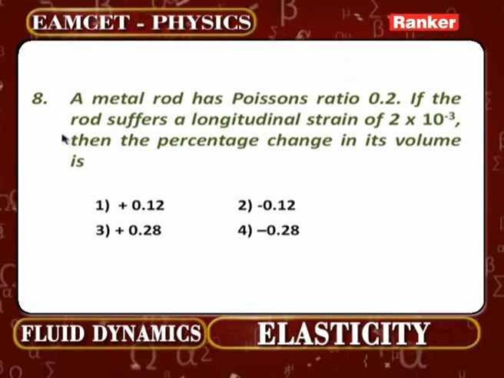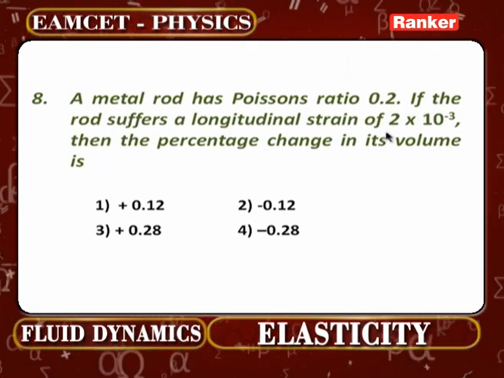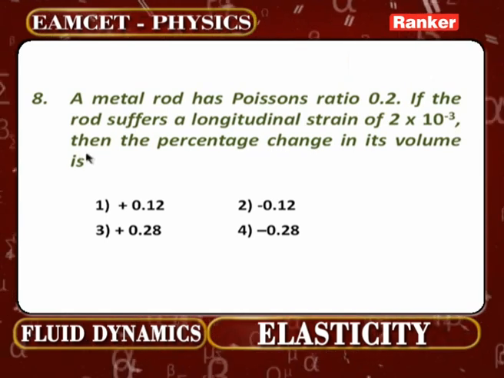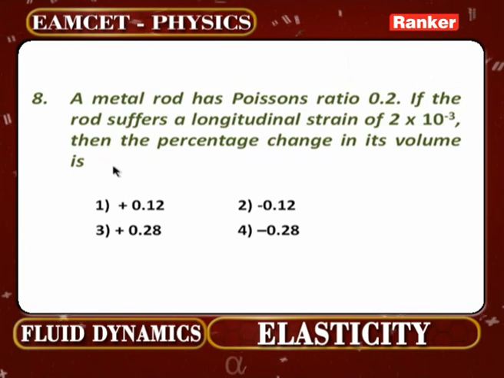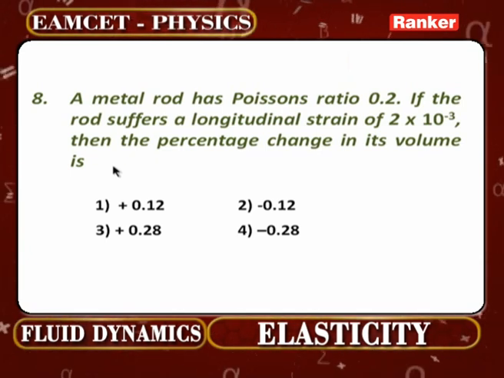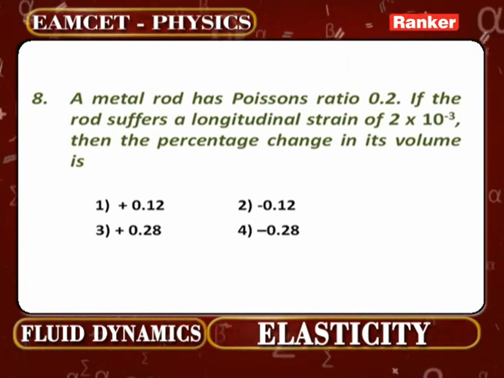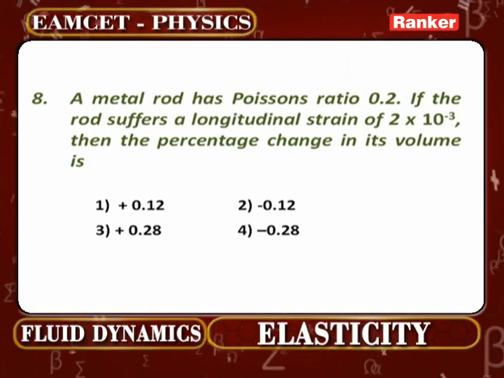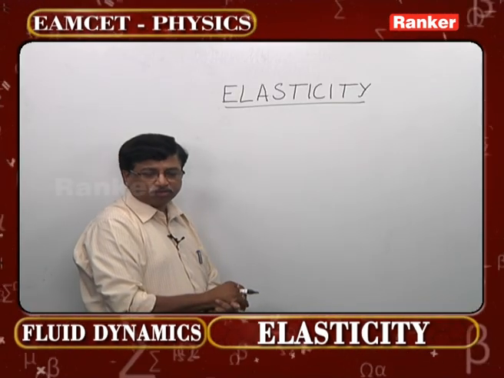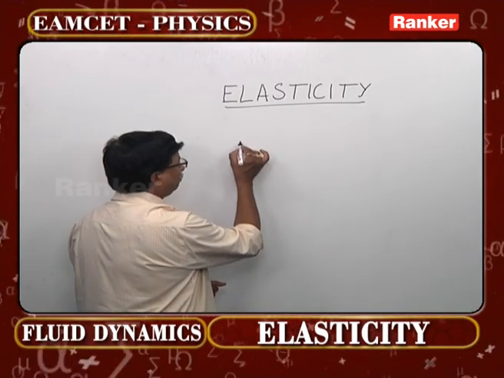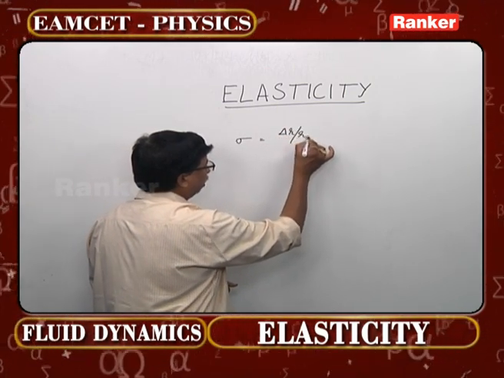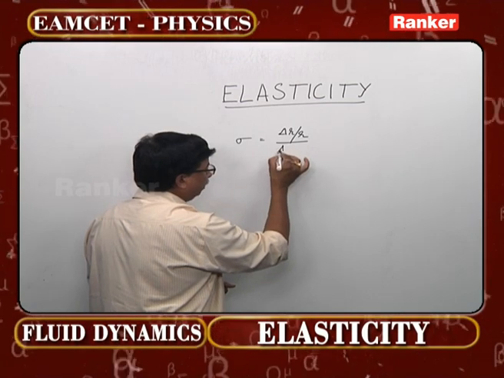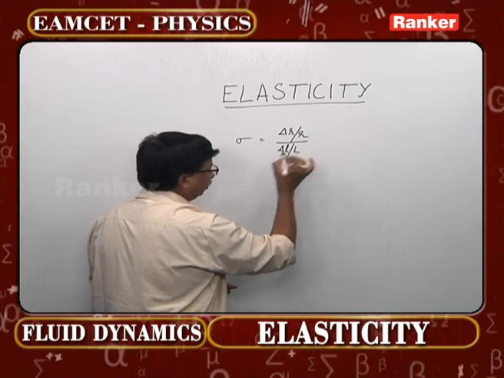If the rod suffers a longitudinal strain of 2 into 10 power minus 3, then the percentage change in its volume is. This type of question in recent years has been repeatedly given twice at EAMCET level, please. So one should remember this model thoroughly. What is Poisson's ratio? Just now I have told you, delta R by R over delta L by L. That is actually the formula.